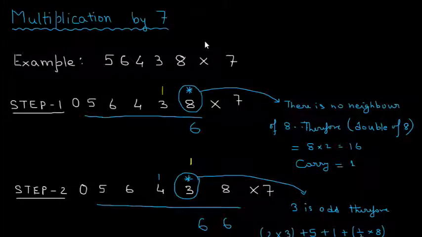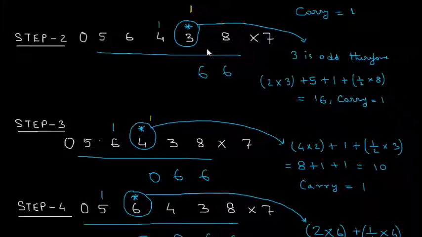Now let us see the multiplication of any big number by 7. So for example, this big number is there, which is multiplied by 7. So the extreme right number is 8. So there is no neighbor. We mean to say that there is no right hand side neighbor of 8. Therefore we'll double 8, that is 16, and put 6 here and 1 as a carry. Next step.